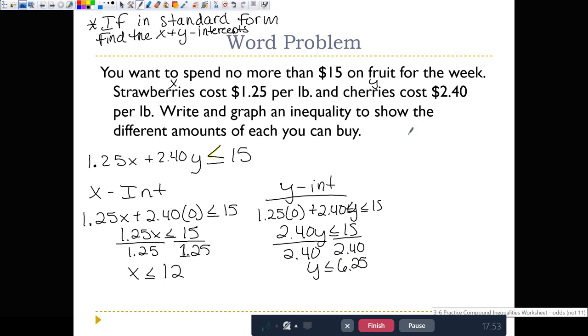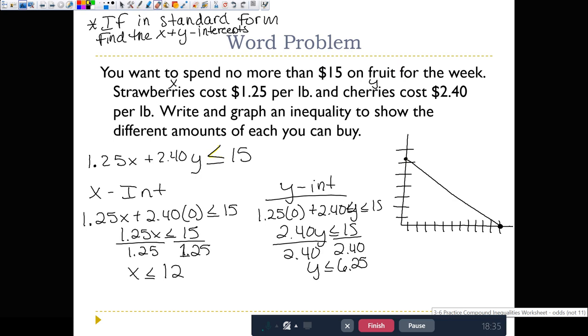So I'm just going to have my positive numbers, and at 12 on my x-axis, I'm going to plot my point. And then at 6.25, which will be in between 6 and 7 but closer to 6, I'm going to plot my point. And then is this going to be a solid line or a dashed line? Solid, because it has the equal to. So I'm just going to connect my points. And then are we spending less than $15 or more than $15? Less than, so it's going to be shaded below.